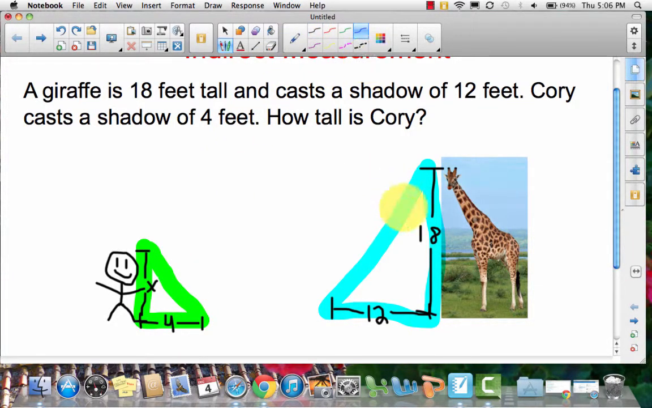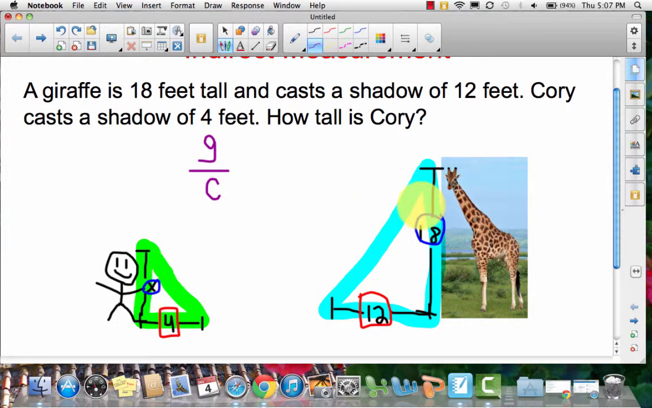So I know that the 18 corresponds with the x, and I also know that the 12 corresponds with the 4. And those sets of corresponding sides are going to set up my proportion. And I'm going to start off with labeling my proportion. So I'll abbreviate a little bit here. I'm going to put the measurements for the giraffe in the numerator, and I'm going to put the measurements for Corey in the denominator. And remember, I can choose to start with either set of corresponding sides.